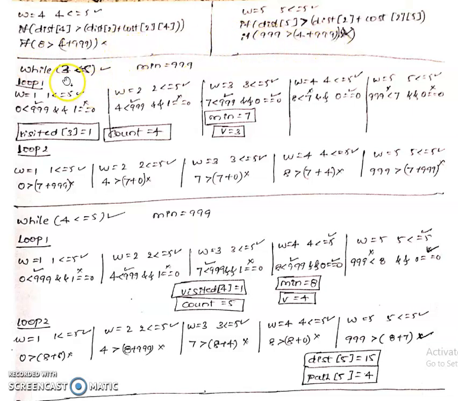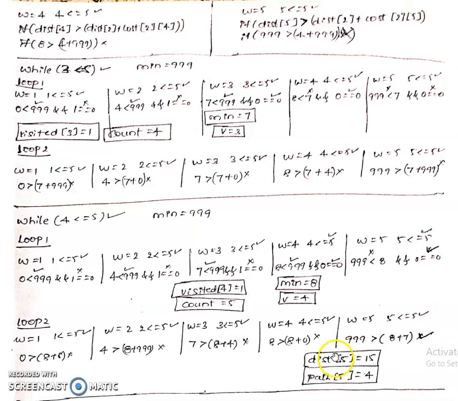Again, what we are supposed to do: count has already been incremented, count became 3. So 3 is less than or equal to 5, condition is true. You need to run loop 1 and loop 2 in the same manner. In this case, vertex 3 is going to get visited in this iteration. Then when count is equal to 4, 4 less than or equal to 5, you are going to find vertex 4. So vertex 4 is going to get visited.